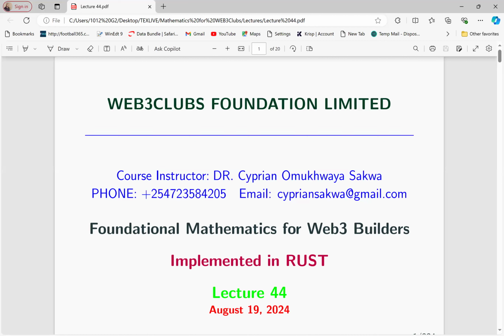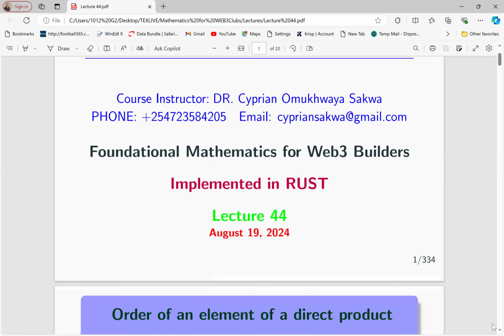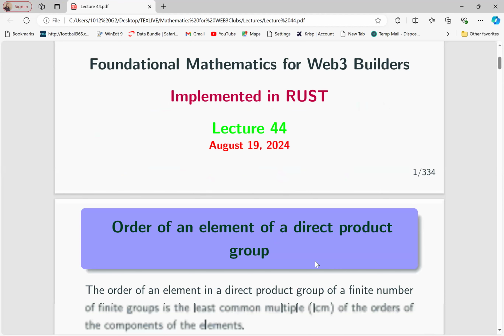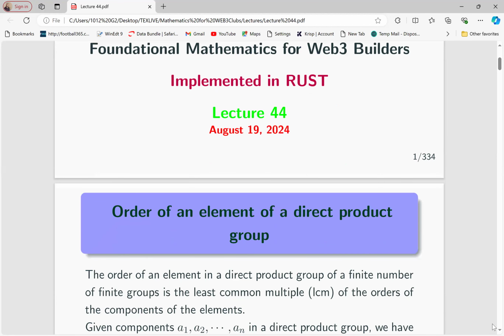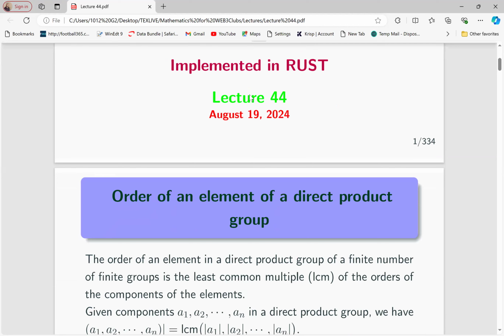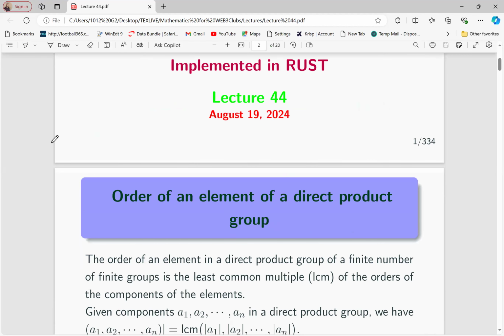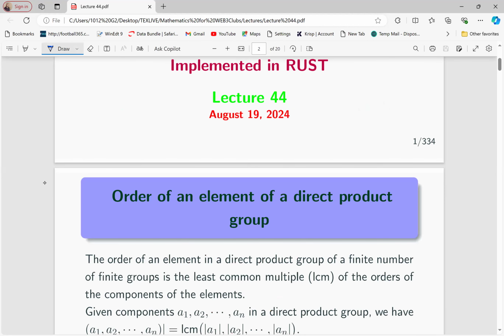Now, last week we were looking at the order of elements of a group, and we looked at the order of an element in an additive group. For instance, the order of an element R in the group Zn. We also looked at the order of an element R in the multiplicative group.